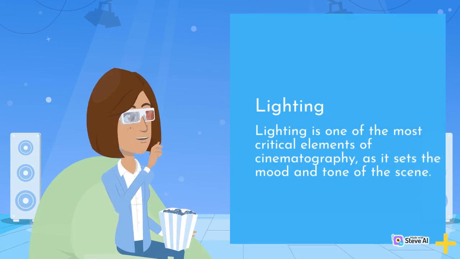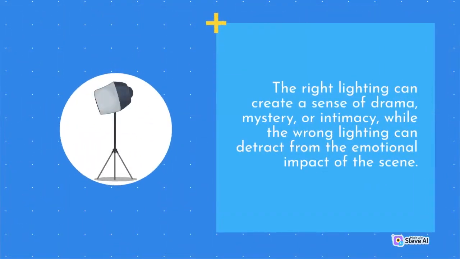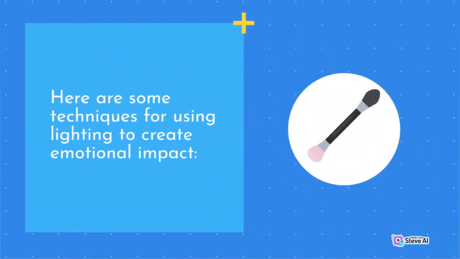Lighting. Lighting is one of the most critical elements of cinematography, as it sets the mood and tone of the scene. The right lighting can create a sense of drama, mystery, or intimacy, while the wrong lighting can detract from the emotional impact of the scene. Here are some techniques for using lighting to create emotional impact.